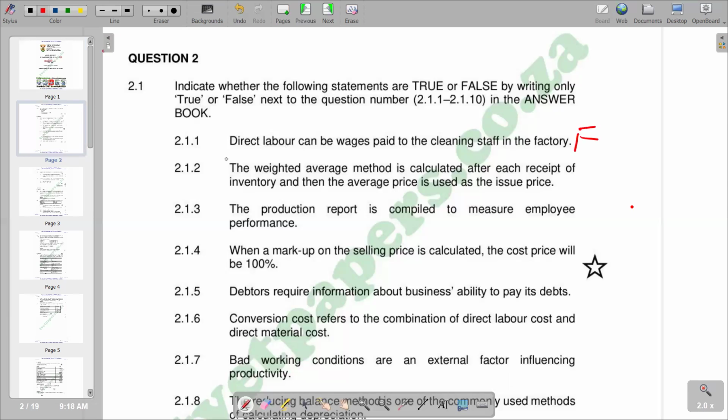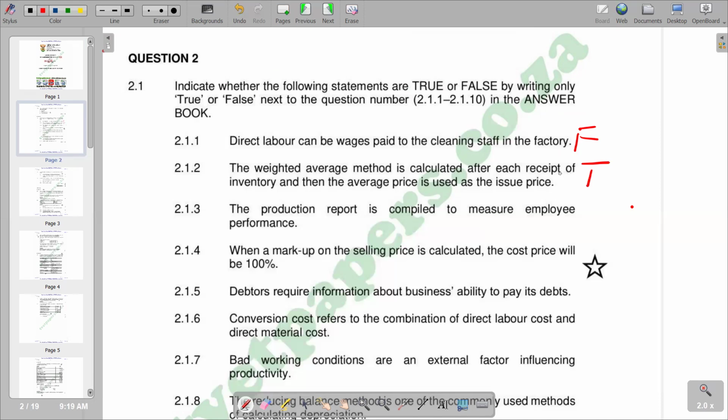Go to the second part, whereby you're saying the weighted average method is calculated after each receipt of inventory, and then the average price is used as the issue price, which is correct. Remember, whenever we receive inventory, that's when we calculate a new weighted average, which we use the next time we issue. So that's true. We have 2.1.2 being true.